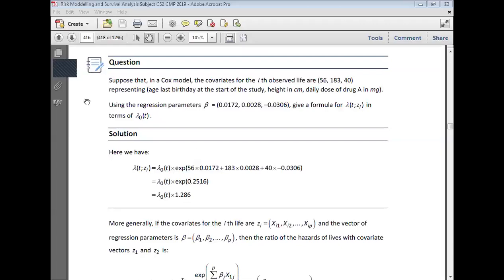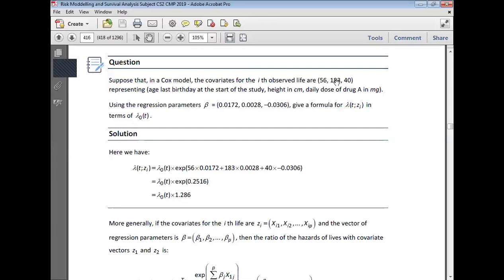Suppose that in a Cox model, the covariates for the ith observed life are 56, 183, and 40. Here, 56 represents the age last birthday at the start of the study. So whenever we start the study, it represents the age last birthday of this particular life. This life could be of any age from 56 up to, but not including, 57, so the age last birthday will be 56 for sure.